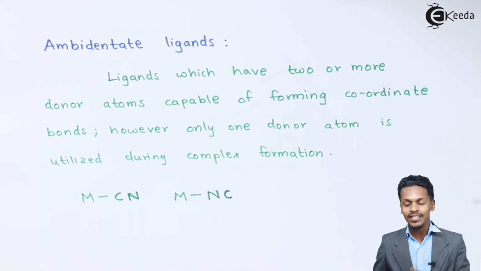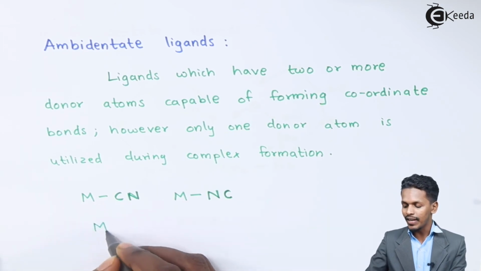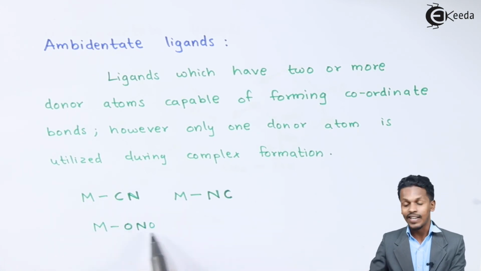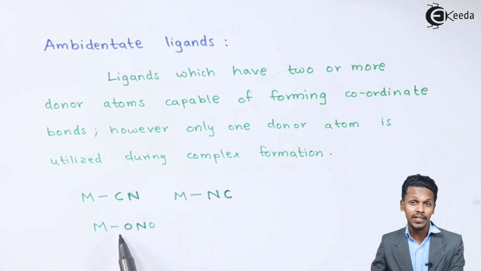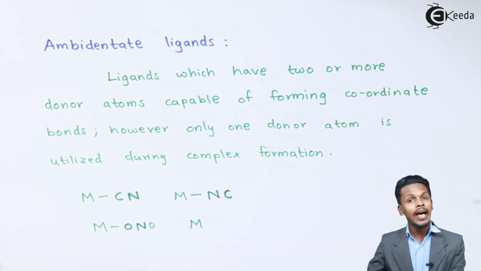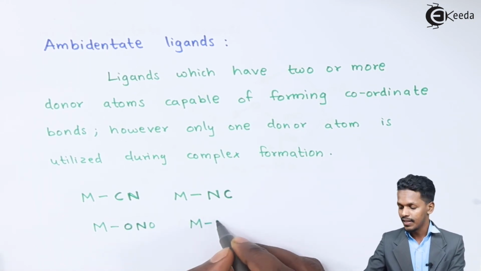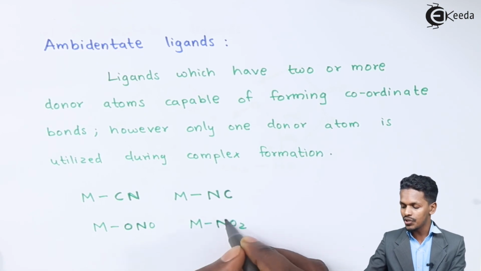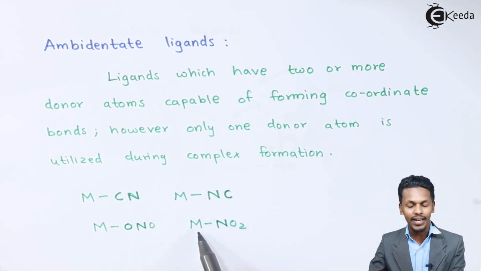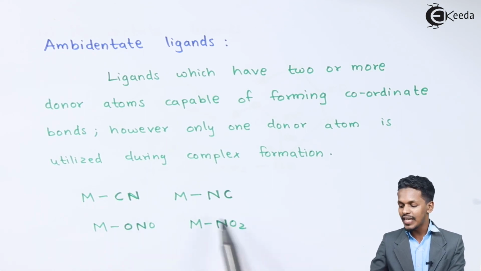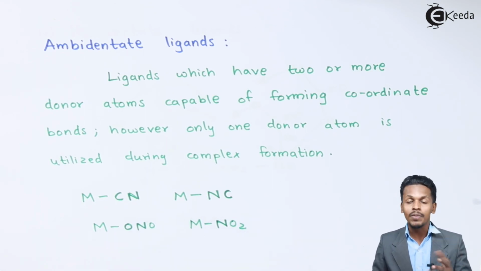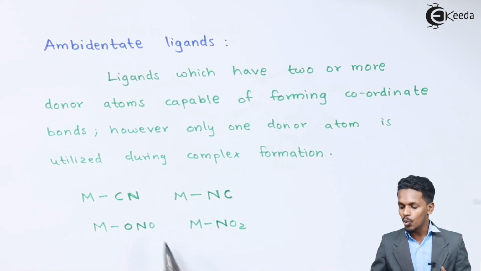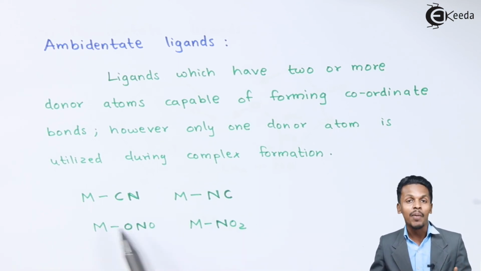Talking about other examples, suppose the metal is attached with a nitrite, that is NO2, but here the point of attachment is from the oxygen. But suppose I'm talking about another example where I'm using nitrite as a ligand, in this case the nitrogen is the point of attachment with the metal. Those ligands which have two donor atoms but out of which only one atom donates the lone pair of electrons, or one atom has a coordination bond with the metal, those kinds of ligands are known as ambidentate ligands.